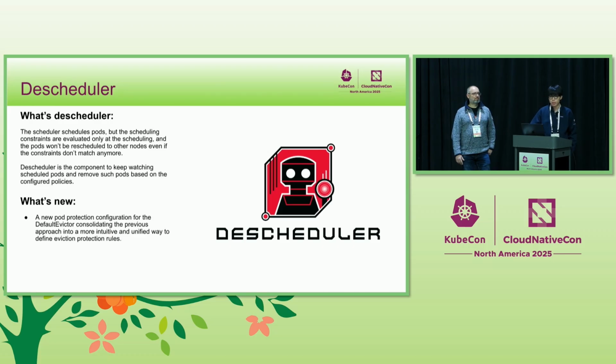And the next one is the descheduler. The scheduler evaluates scheduling constraints only at scheduling time, but the descheduler watches the already scheduled pods so that we can reschedule some of them based on some policies. What's new here is we now have a new pod protection configuration to move the previous approach to a more intuitive and unified way to define the protection rules.